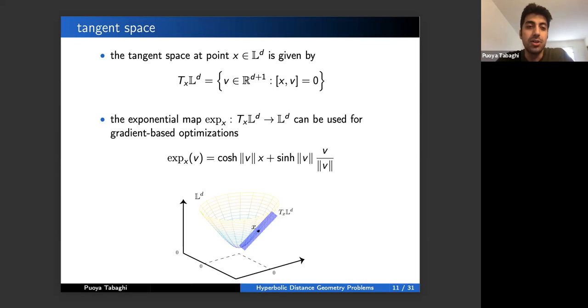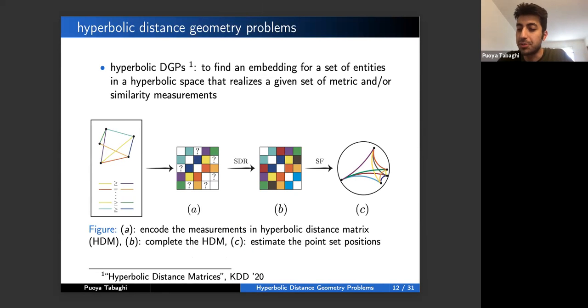Okay, so now that we identified what the Loid model is, let's formalize what distance geometry problems are. This slide is basically the pipeline of solving any distance geometry problem in hyperbolic spaces.